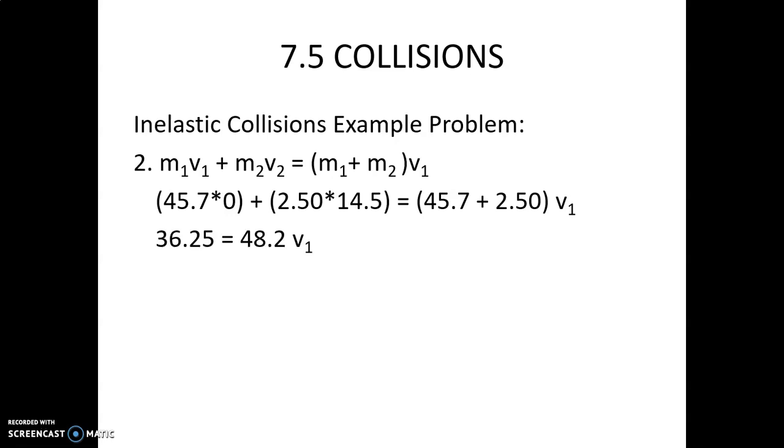So on the left side of the equal sign, 45.7 times 0 is 0, plus 2.5 times 14.5 is 36.25, and then 45.7 plus 2.50 in parentheses is 48.2. And hopefully you can figure out that you're just going to use algebra to isolate V1 by dividing both sides by 48.2. So 36.25 divided by 48.2 will equal the velocity after the collision, and that's 0.75 meters per second.